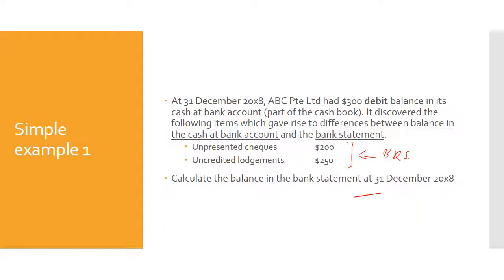Okay, let's come back to where we were. So then the unpresented check and the uncredited lodgement. If you remember my summary earlier on, you can rewind the video just to see that summary table. So this is supposed to appear in the bank rec statement. So how do we use the information here to calculate, in this case, the balance in the bank statement at 31st December 20x8? Obviously, this requires you to prepare the bank rec statement. And thankfully for the FIA exams, it's multiple choice based, so there is no need to prepare a bank rec statement. You just have to know what are the additions and subtractions.